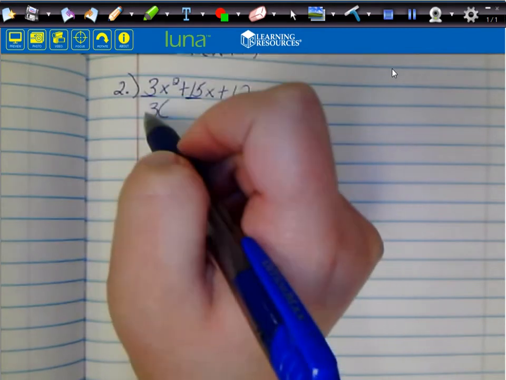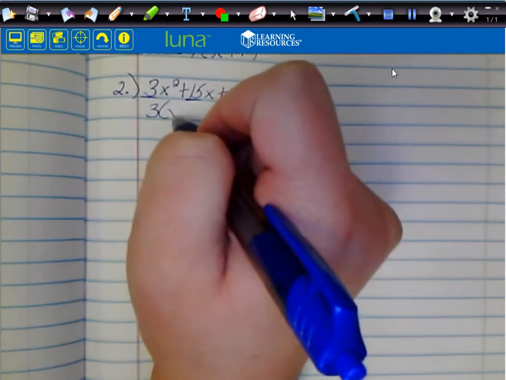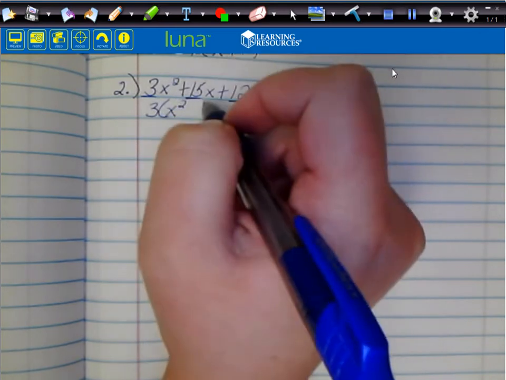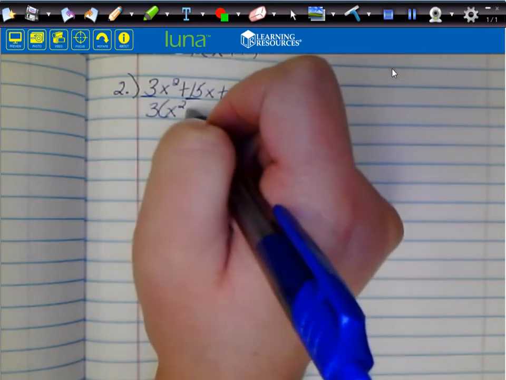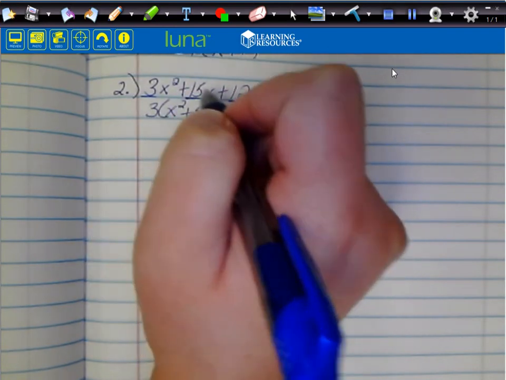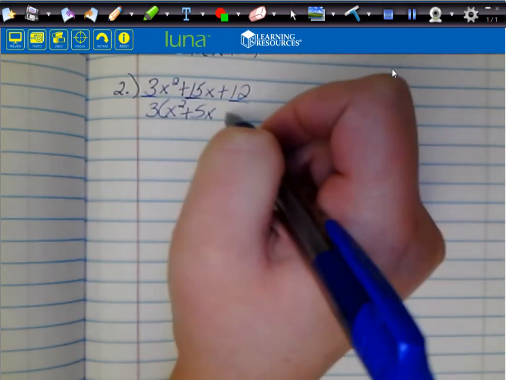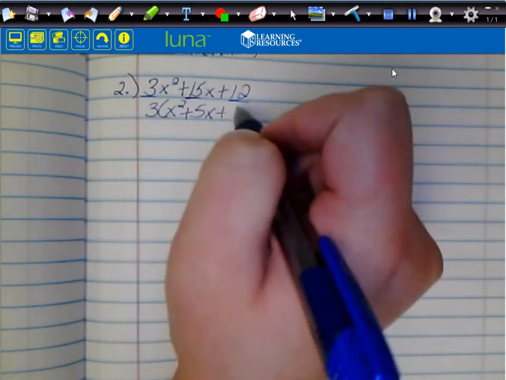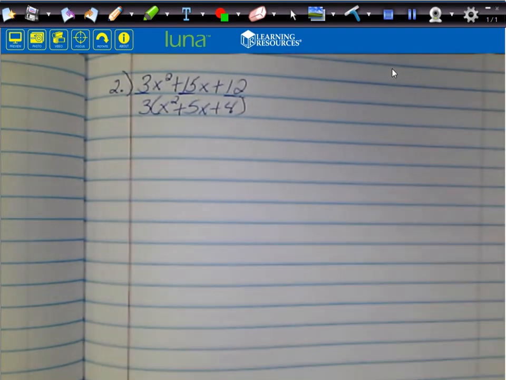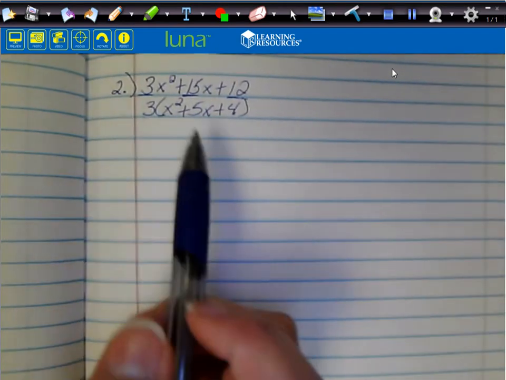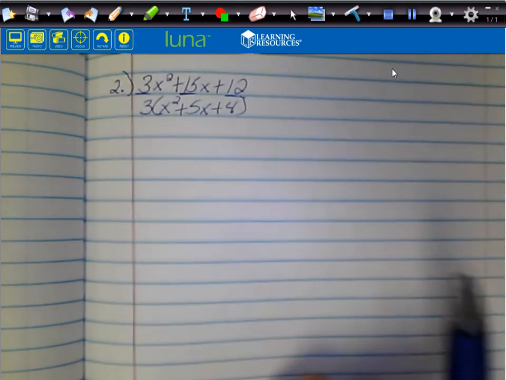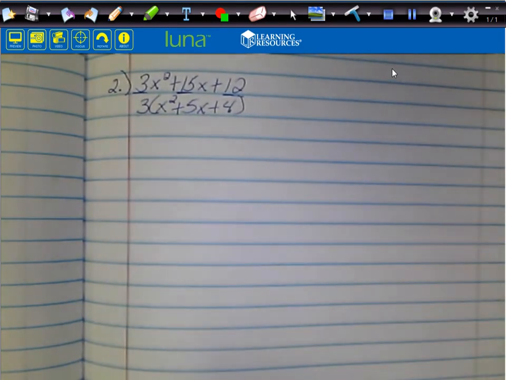So I'm going to say 3 times what is 3x squared, x squared. Or 3 divided by 3 is 1 here, and then bring down your x squared. Then I'm going to say plus 15 divided by 3 is 5, or 3 times 5 is 15. Bring down my x. Plus 12 divided by 3 is 4, or 3 times 4 is 12, however you want to think about that. Okay, I couldn't take out an x because, again, in order to take out a variable, they all have to have one, and here the 12 doesn't have an x.